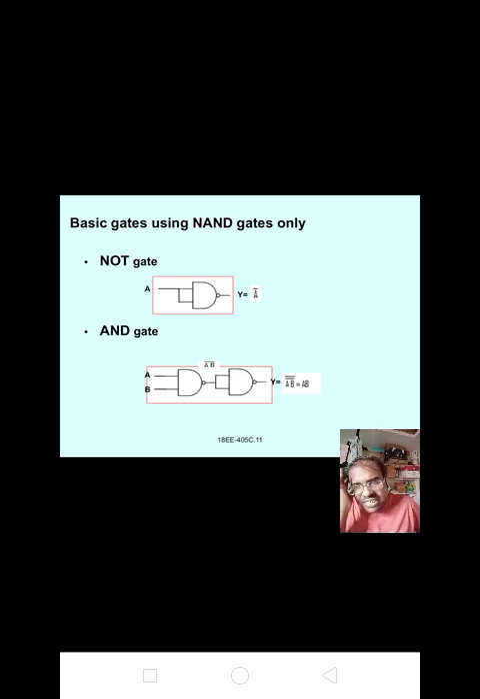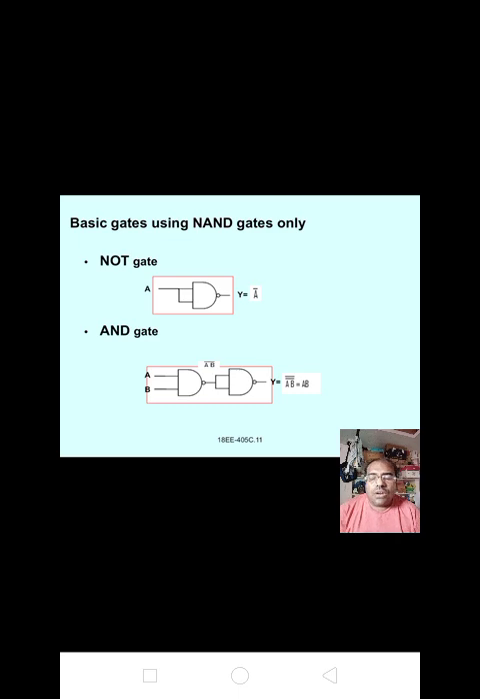Now we are generating the AND gate. Here the input is AB to the NAND gate. Now this output AB bar is given to another NAND gate, like that of the NOT gate. Then we get the output Y equal to AB bar bar, that equals AB. Here we have got the output for the AND gate, that is Y equal to AB.